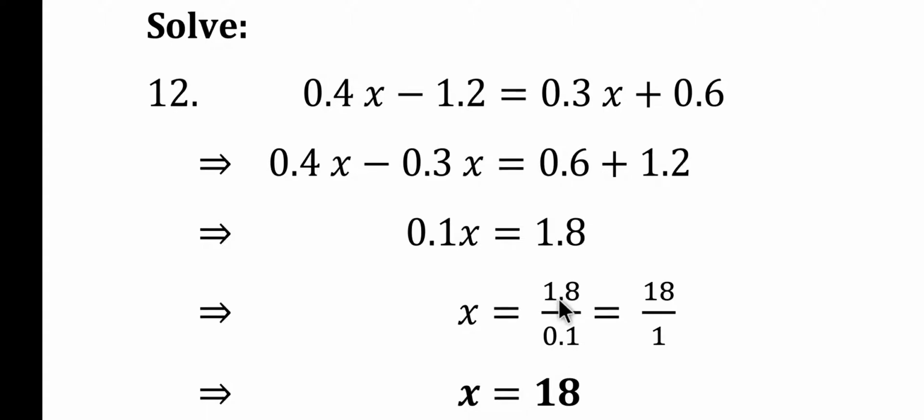If we shift this decimal one place towards right, we can do the same thing with the denominator also. We'll shift it one place towards right. So we get 18 by 1. So 18 divided by 1 means 18. So x is equal to 18 is the required answer.